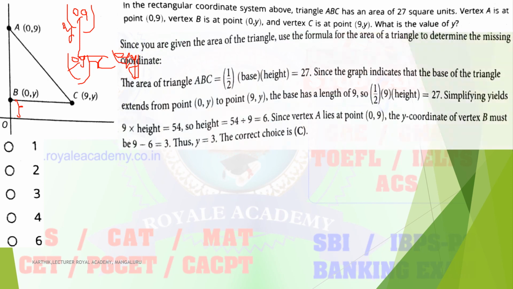So we'll see how to find out the answer. So how do we find the triangle area? Area is equal to 1 divided by 2 into base into height. So base is what?